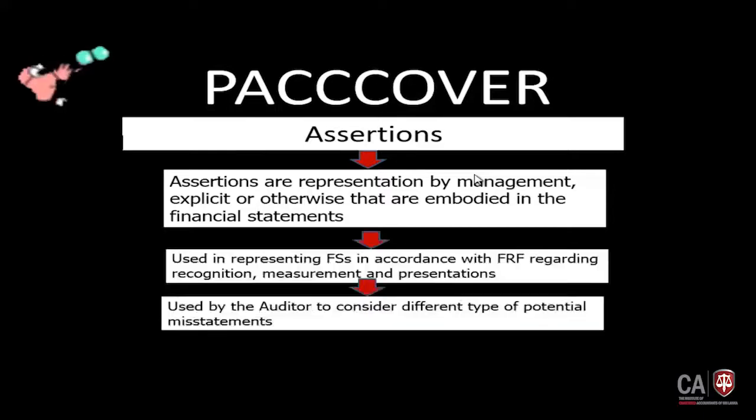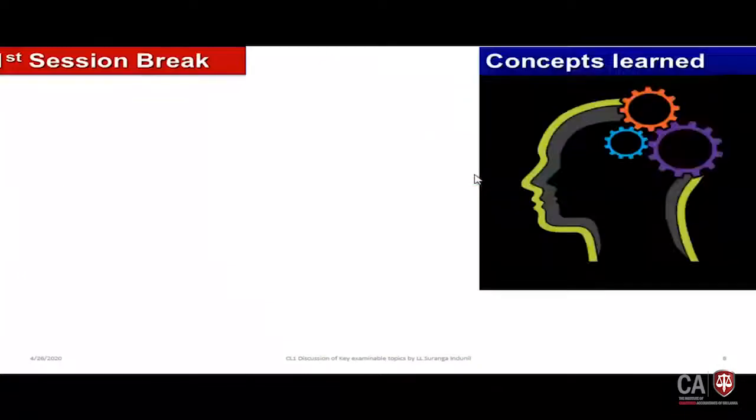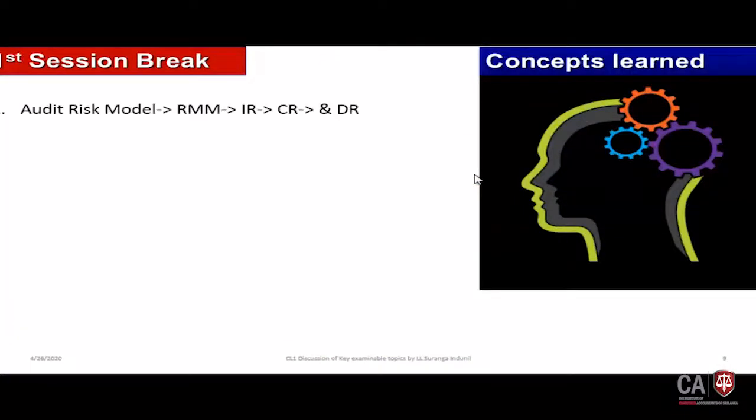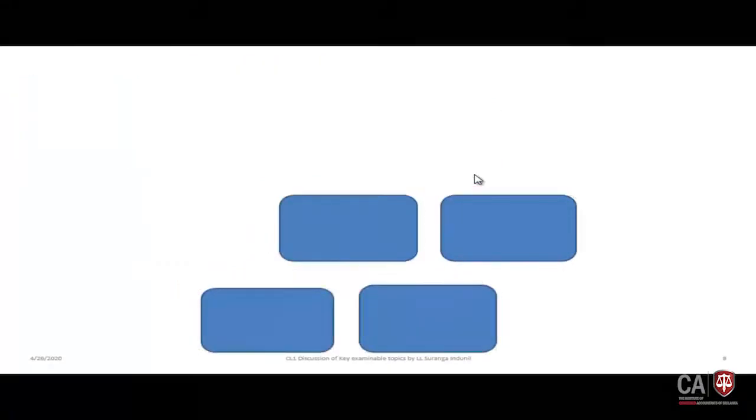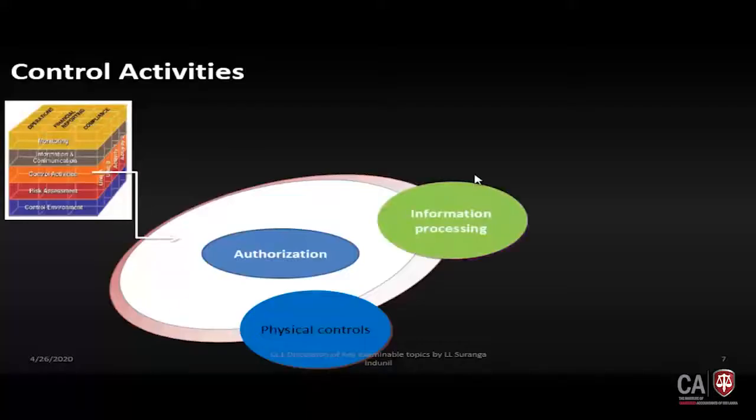Like a session break, if you now pause for a while and ask what did I learn from this webinar, this is what you should have learned. Session break. Did you learn this? The audit risk model, the risk of misstatement, IR, CR, DR. Did you learn assertions? Yes, you did. And in addition, if you missed anything from my diagram, even these notes in the study text, especially we went through inherent risk, control risk, and this diagram is very important again.